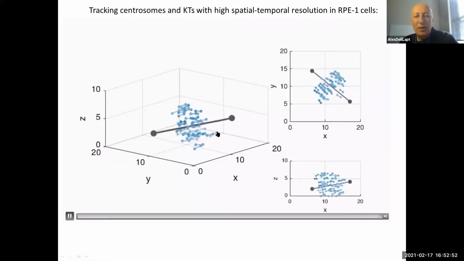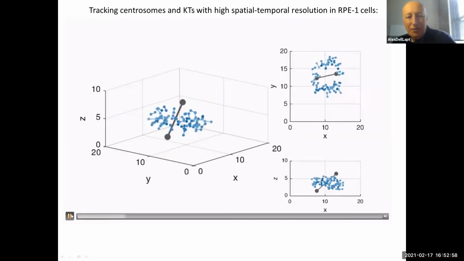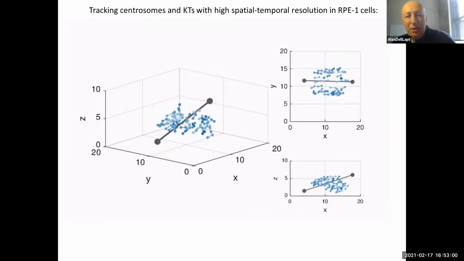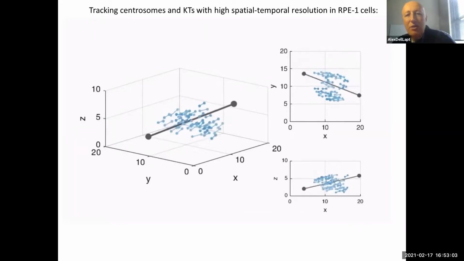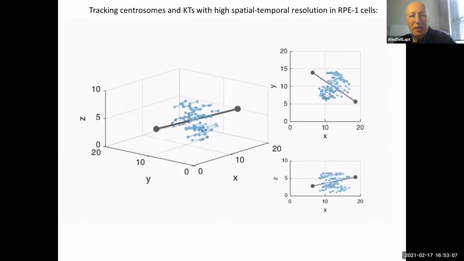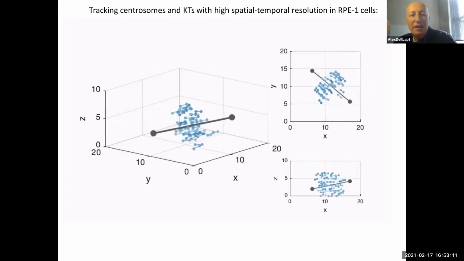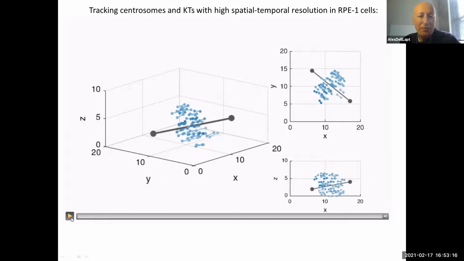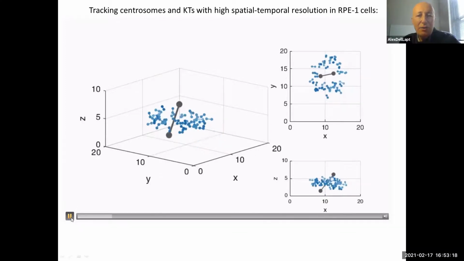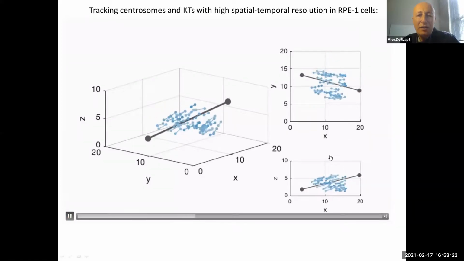So we have all 46 chromosomes, and we track each of the 92 kinetochores and 2 centrosomes at 5-second steps with a spatial resolution of less than 0.2 microns. The latest advances in microscopy allowed us to do that. So you see that, and you can see it in 3D from different angles of view.